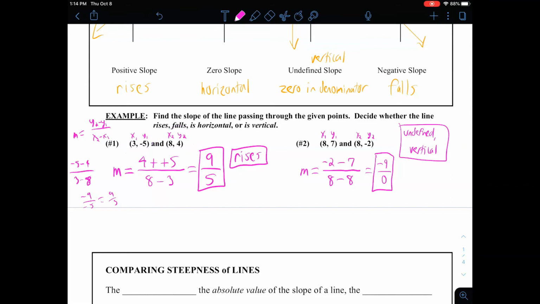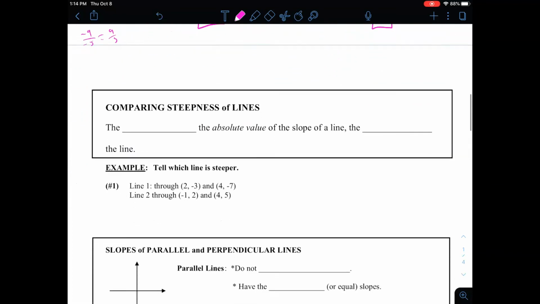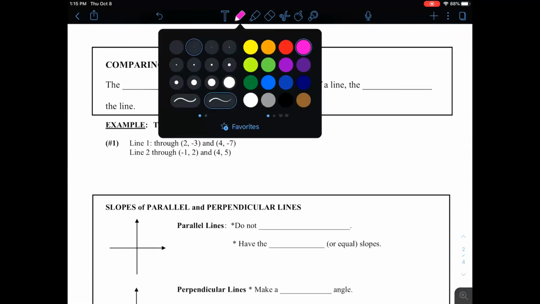Cool, you guys are doing a great job, I can tell, even though I can't see you. Next page here, we got the second page here, and then we'll take a break and we'll go to the second lesson in a little bit.